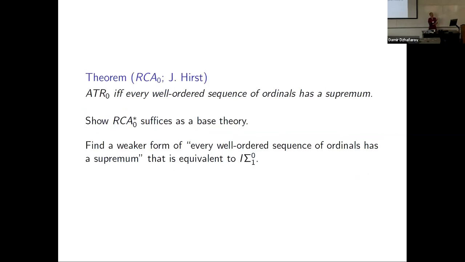So Jeff Hirst showed that over RCA naught, ATR naught is equivalent to the statement that every well-ordered sequence of ordinals has a supremum. And what we would like to do is show that RCA naught star suffices as a base theory here. And again, what we're going to do is show that if RCA naught star holds, but RCA naught fails, then there's a well-ordered sequence of ordinals with no suprema.